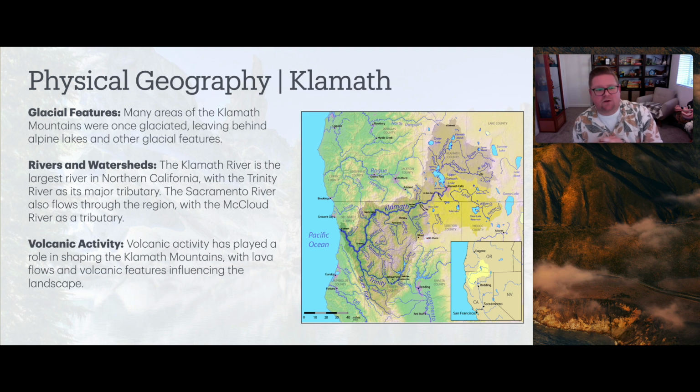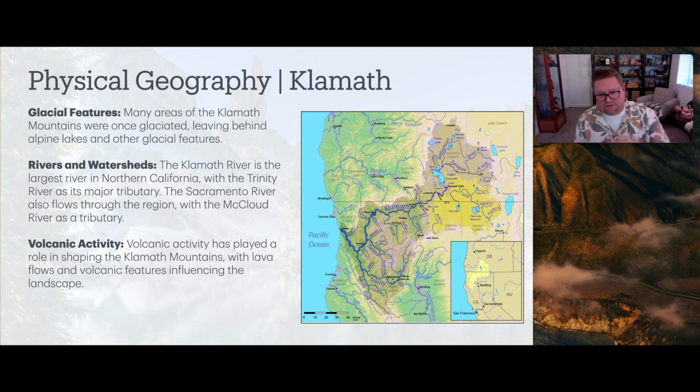The Klamath River itself is the largest river in Northern California. The Trinity River is its major tributary, which means that the Trinity, as large as it is, actually adds to the dominant Klamath River. The Sacramento River also flows through this region, with the McCloud River being its primary tributary. We can see here that we've got these glacially formed lakes up in Klamath County, up here in Oregon, and as it pushes its way downward, it goes out towards the Pacific.